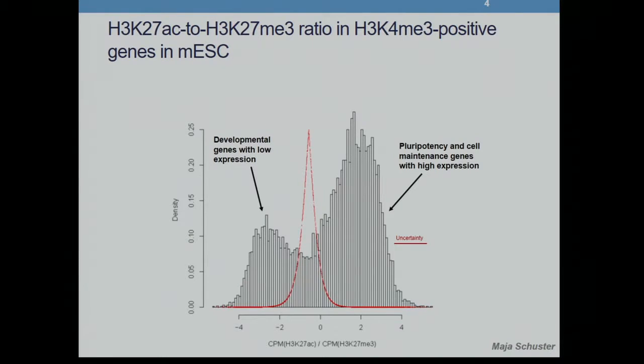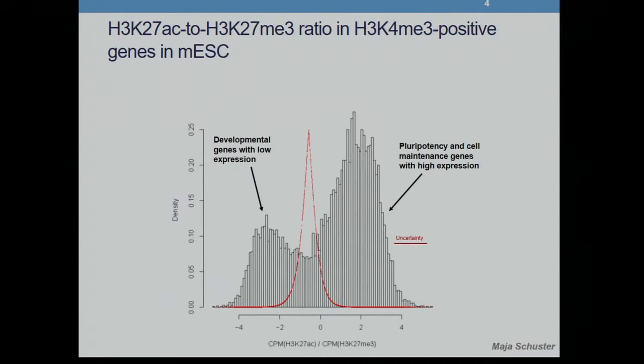If you actually take in stem cells all these genes that have H3K4 trimethyl and plot the ratio of H3K27 acetyl to H3K27 Me3, you get this nice bimodal distribution. And if you plot gene expression for these, and if you do gene enrichment, you find that these are the developmental genes that are really bivalent, and that these are the other genes that are actually expressed in stem cells.